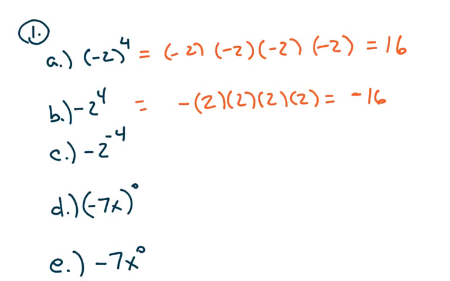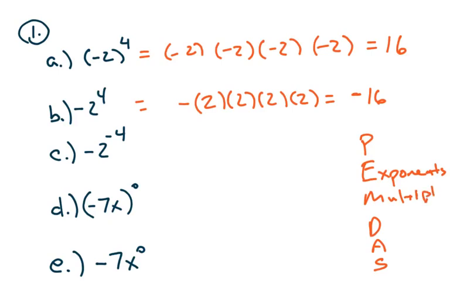And the other point I'd like to make here is that the reason why this works is because of PEMDAS. So math has a grammar inside of itself, and exponents come before you multiply. So in part B, the reason why we do 2 to the 4th first is because we do exponents before we multiply, and then we multiply by negative 1. Okay, so hopefully that's clear. Let's look at the next one.